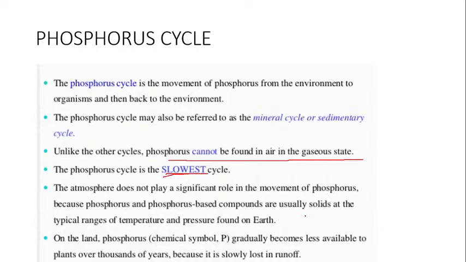Then the principle is that, that is why it is not that much available, or 100% cannot be utilized by the plants.